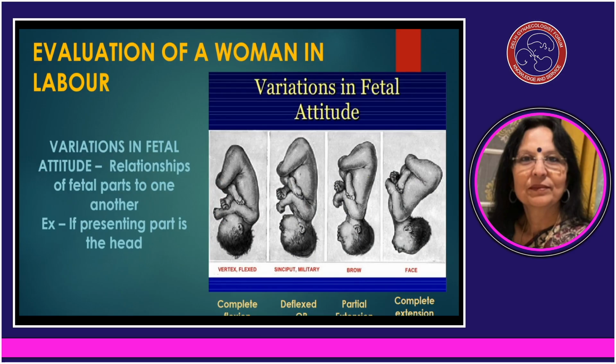In case it is a cephalic presentation and there is complete flexion, it is the vertex, the occiput, which presents. With a deflexed head, it is the sinciput. With partial extension, it is the brow, and with complete extension, it is the face. I am giving all these details because these are what are going to be plotted on the partogram.